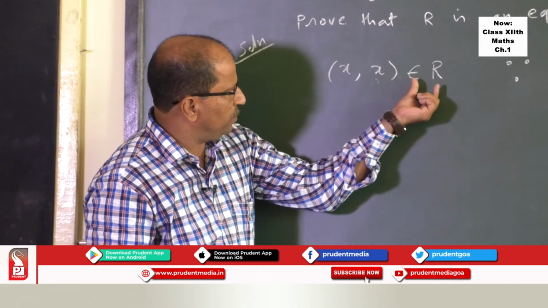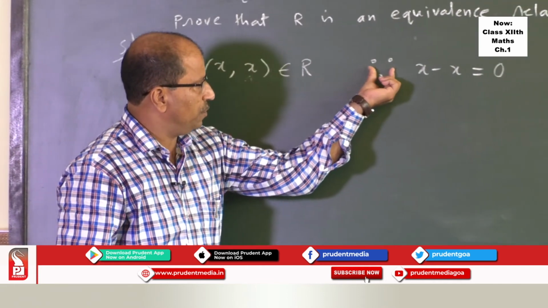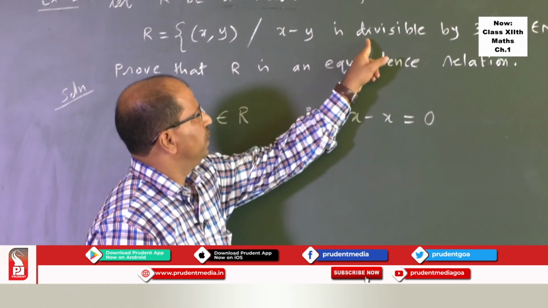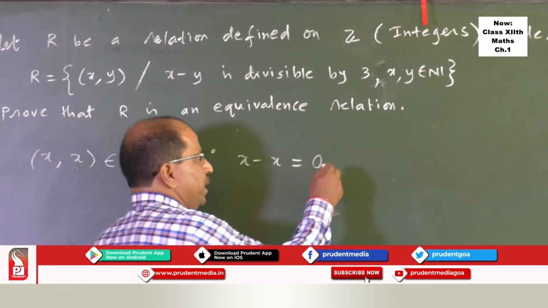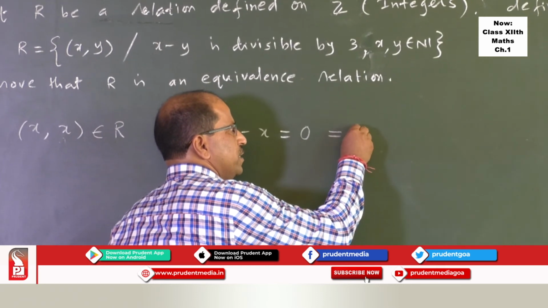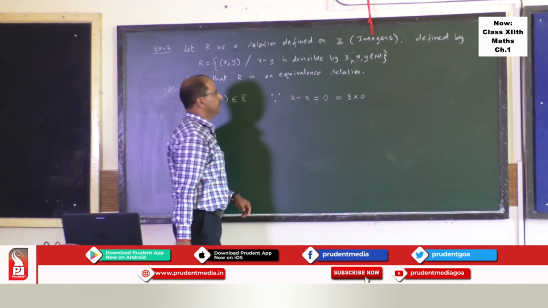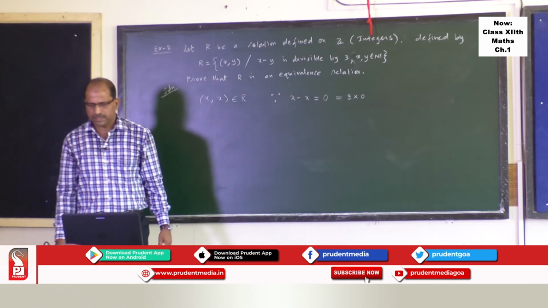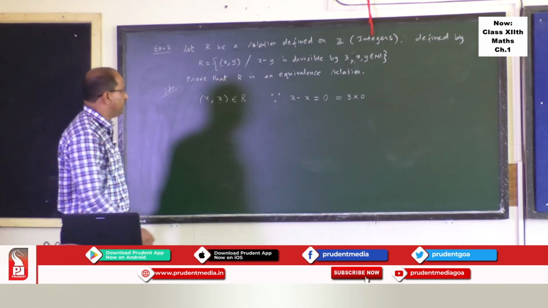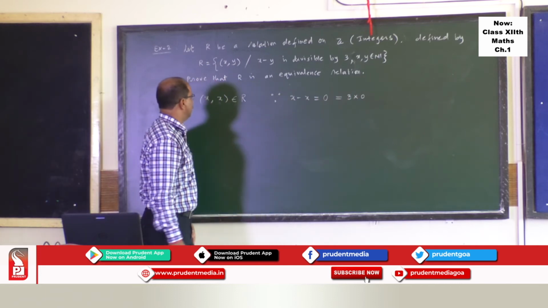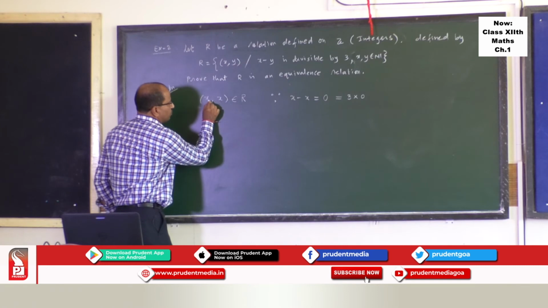x comma x belongs to the relation because x minus x is equal to 0 and 0 is divisible by 3. I can write it as 3 times 0. 0 is divisible by 3. It is a multiple of 3. Divisibility by 3 is nothing but being a multiple of 3. So 3 into 0. And this is true for any number.